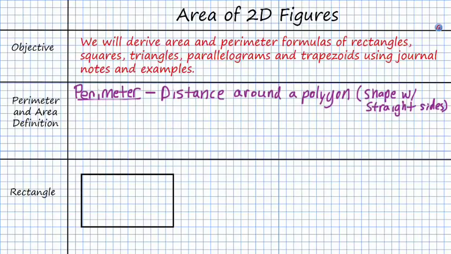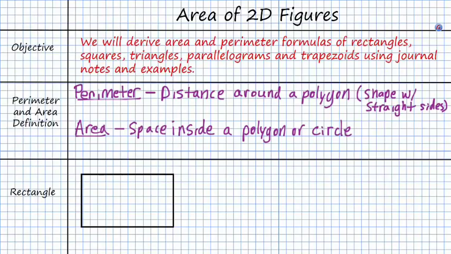Then we also have the area, right? Area is the amount of space inside of a polygon or circle. So we're all pretty familiar with these two concepts. Perimeter is a walking distance around a shape, and then area is the space that's inside of a polygon or that circle. So let's start with some of our simple ones that we're already very familiar with.